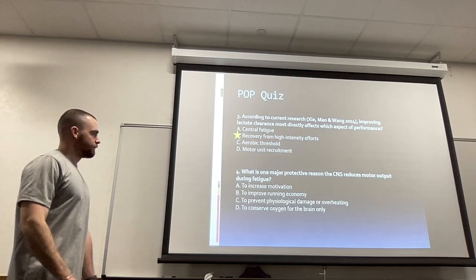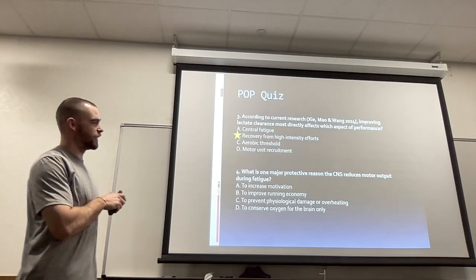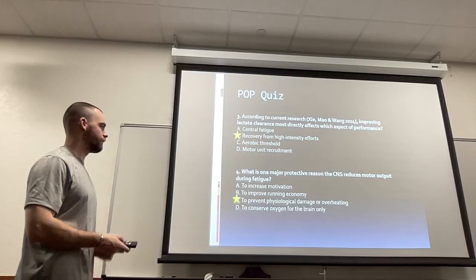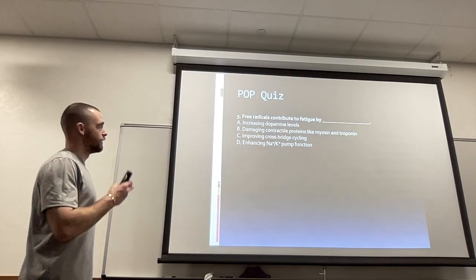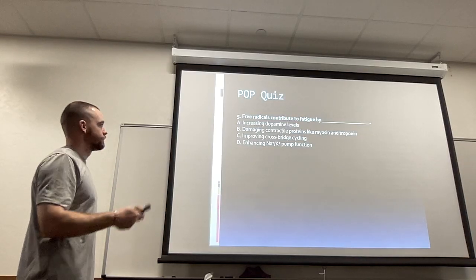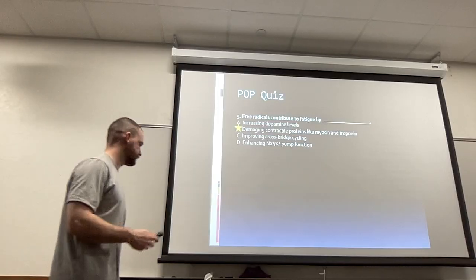According to current research, improving lactate clearance most directly affects which aspect of performance? Recovering from high-intensity efforts. Number 4, what is one major protective reason the CNS reduces motor output during fatigue? C, to prevent physiological damage or overheating. Last one, free radicals contribute to fatigue by B, damaging contractile proteins like myosin and troponin.